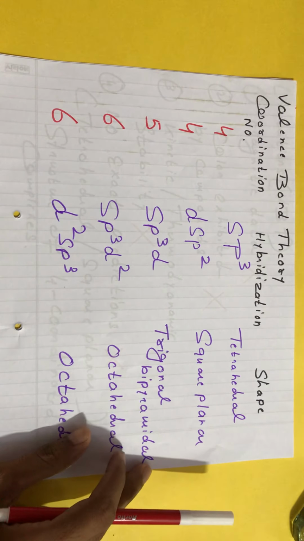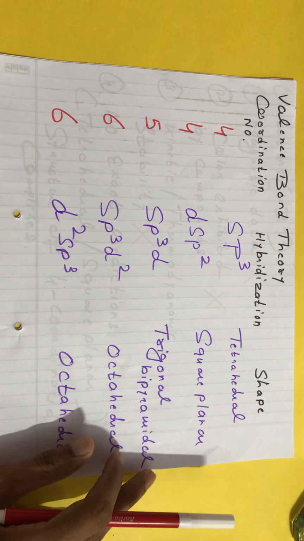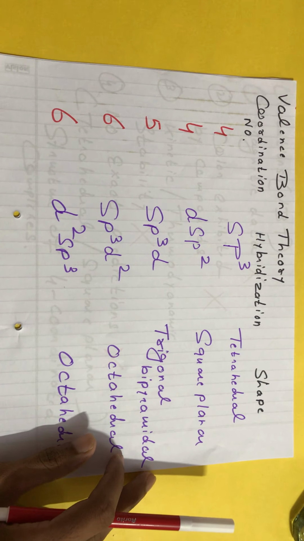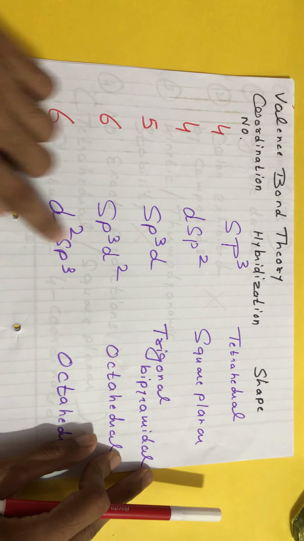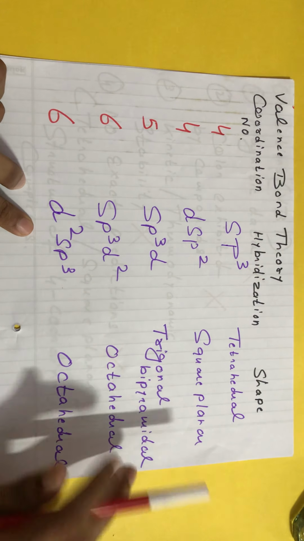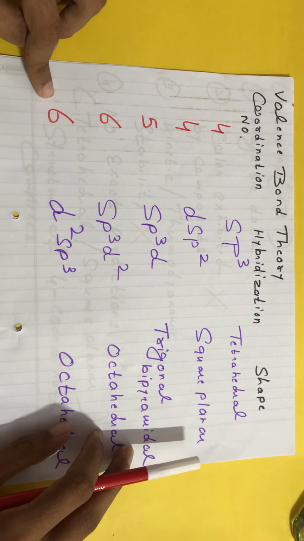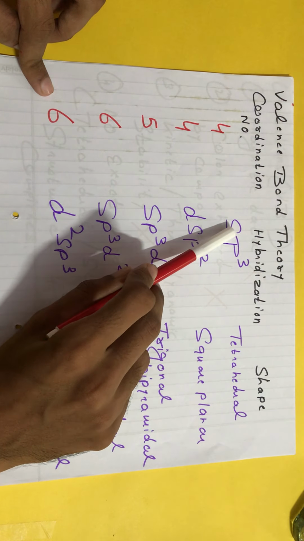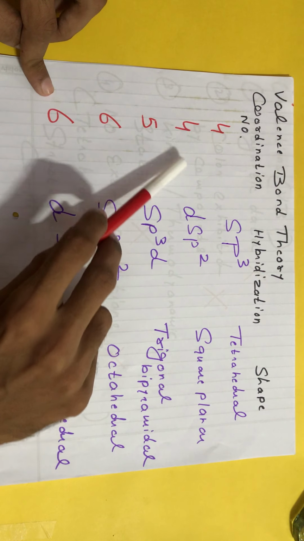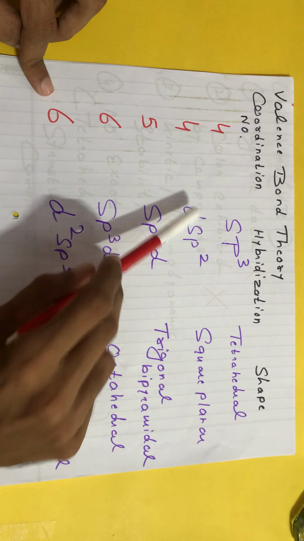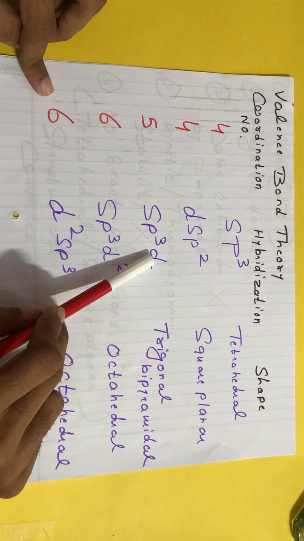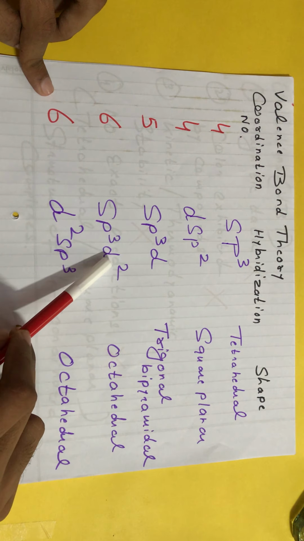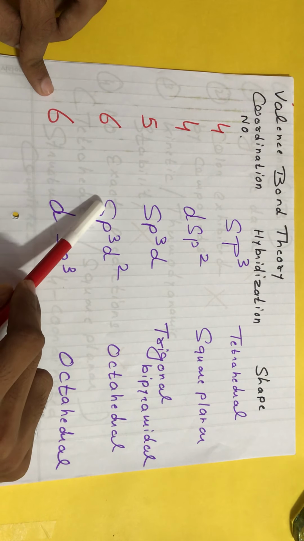Now what does the valence bond theory tell? The valence bond theory tells that there are different coordination numbers, different hybridizations possible, and different shapes possible. So 4, 4, 5, 6, 6. We know that 3 p orbitals and 1 s orbital means 3 plus 1, 4. This is the short trick. And here similarly we have 2 plus 1 plus 1. Then we have 5, which is 1 plus 3 plus 1. And here we have the octahedral structure, 2 plus 3 plus 1.